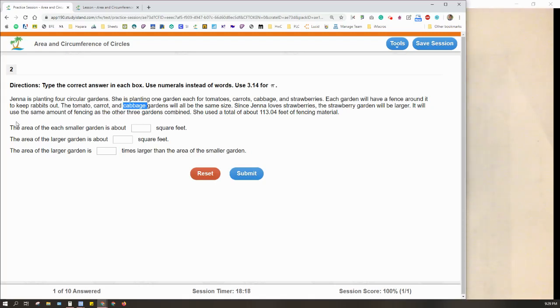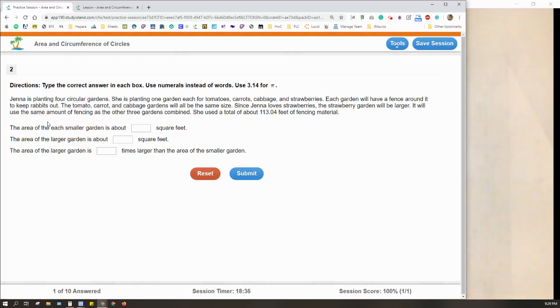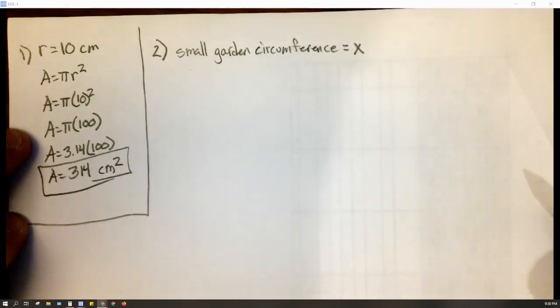So now, what do we want? We want the area of each smaller garden. We want the area of the larger garden, and we want to know how many times larger the area of the larger garden is than the area of the smaller garden. So when it talks about fencing, it's talking about circumference, but then all these questions are about the area. So what we have to do is figure out how big these circles are. Let's find the radius of each garden, okay? How do we do that? Here's how. Let's say the small garden circumference is x.